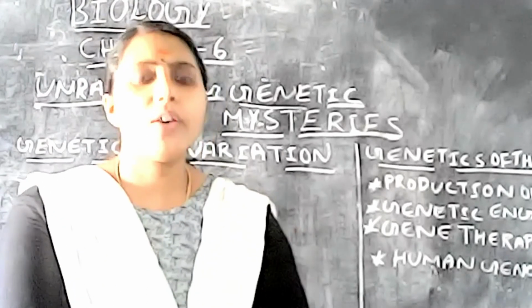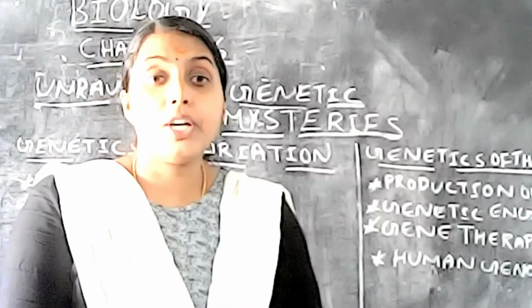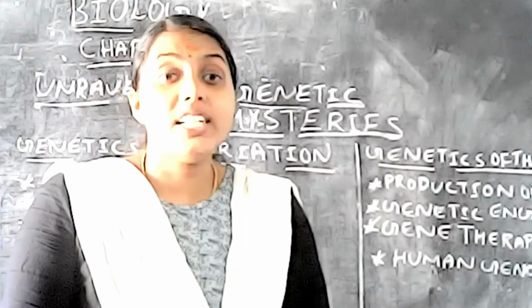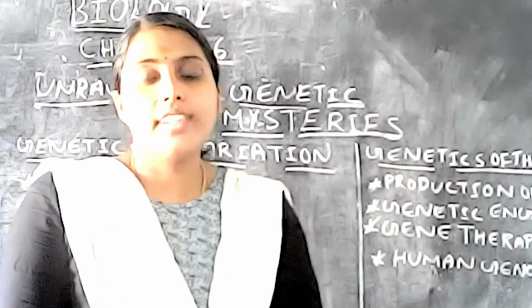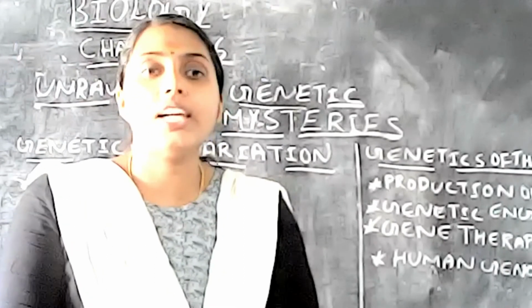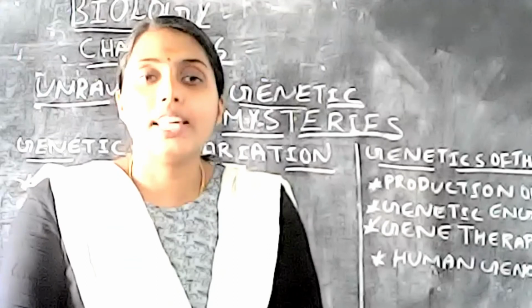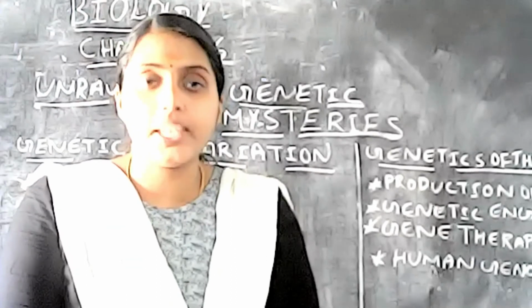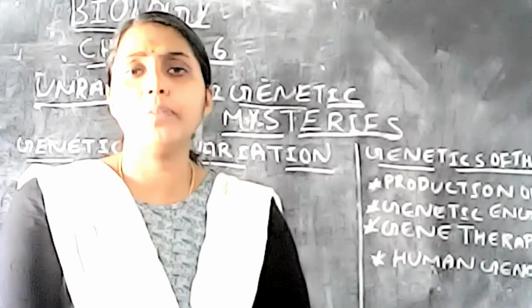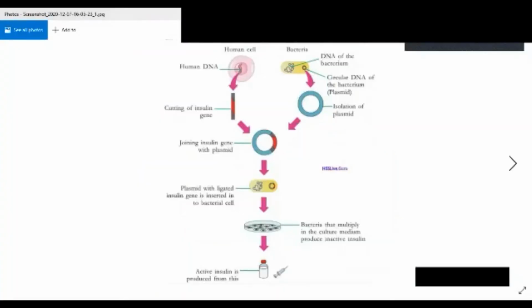That is the insulin naturally produced in our body. But you have heard that a diabetic patient, if it is too severe, will be taking insulin injections. So that is taken by using artificial insulin. So how is this artificial insulin produced? We can see the steps of producing artificial insulin now.